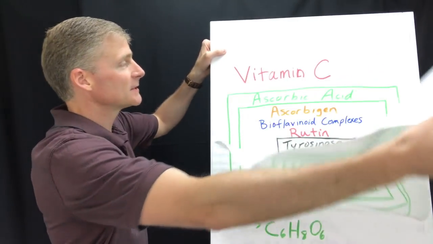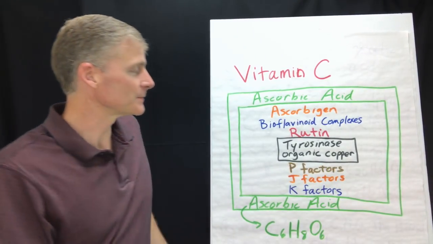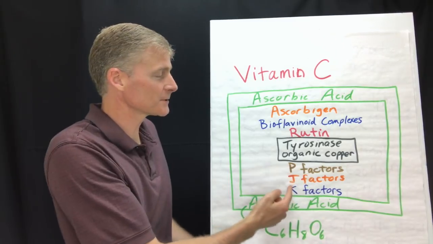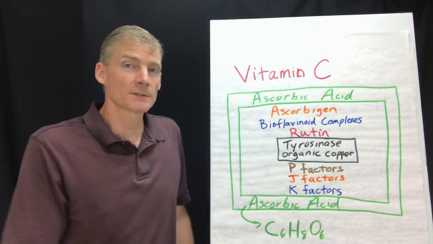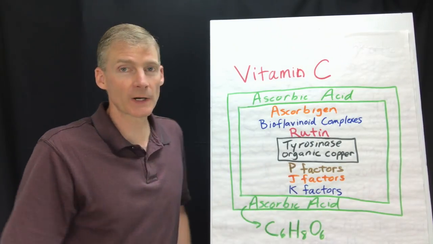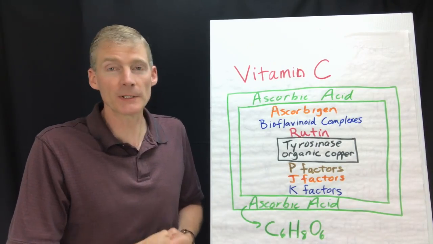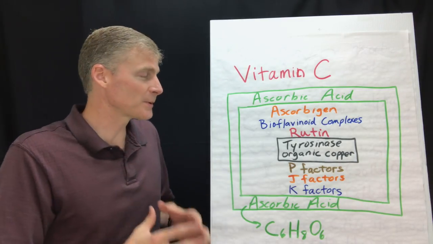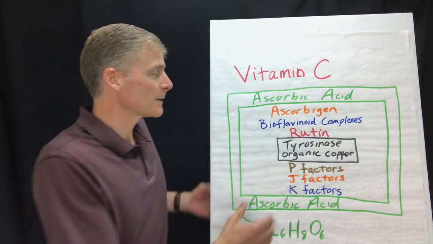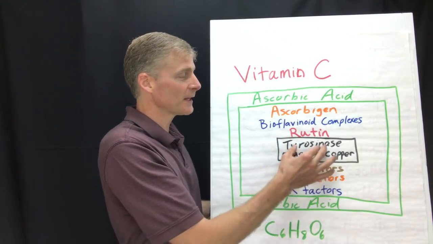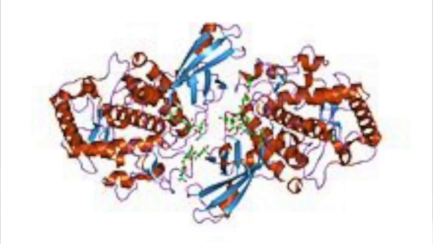And here's vitamin C. I'm going to start off with these factors. These are other vitamins. P factors, J factors, K factors. So K, vitamin K, you've heard of that. Vitamin P is found in paprika and other foods, and they heal up arteries. They prevent permeability. I'm going to talk about tyrosinase now. That's an enzyme. So here we have vitamin C with an enzyme in it. Here's a picture of tyrosinase. Notice how bulky it is.